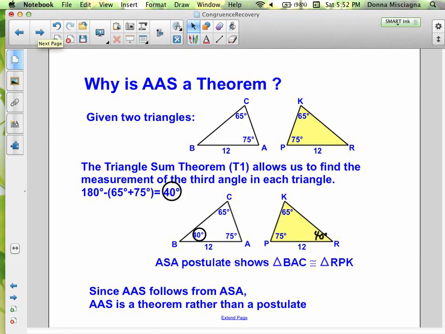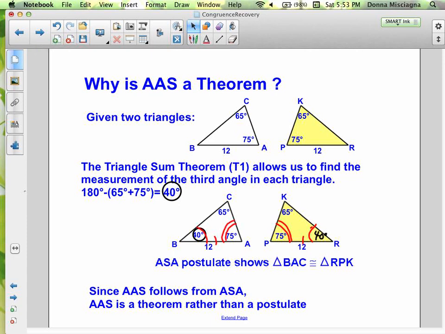So for the angle side angle postulate, we'd have that 40-degree angle congruent to this 40-degree angle, and 75-degree angle congruent to this 75-degree angle, and the side in between those two angles, the included side, is congruent because they're both 12. Right, that would be the angle side angle postulate, showing that triangle BAC is congruent to triangle RPK.